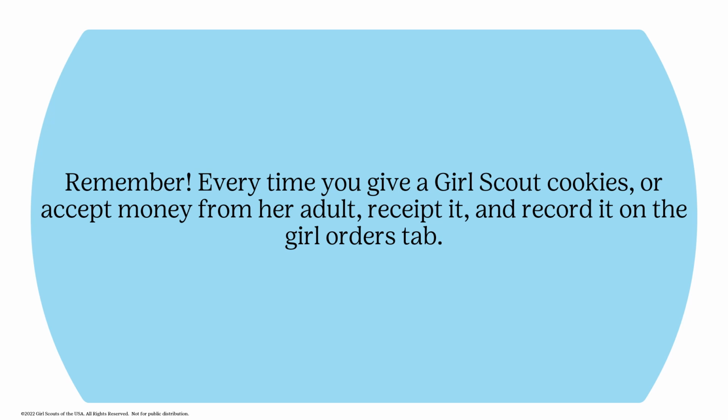Remember, the easiest way to think about the Girl Orders tab is that every time you give a Girl Scout cookies and every time you accept money from her and her adult, write a receipt for that transaction and record it exactly as the receipt says on the Girl Orders tab.